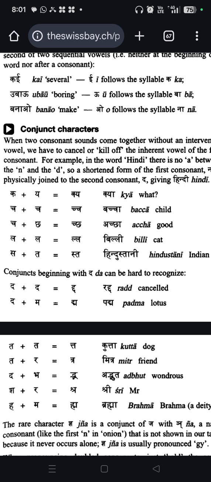So we have the unaspirated k, the sound in skin. So it's k and ya coming together here, and we have kya, and with the symbol for the R sound, we have kya, which is the Hindi for what.